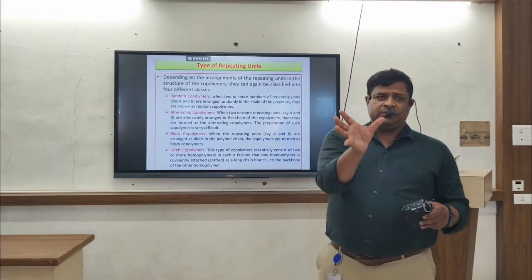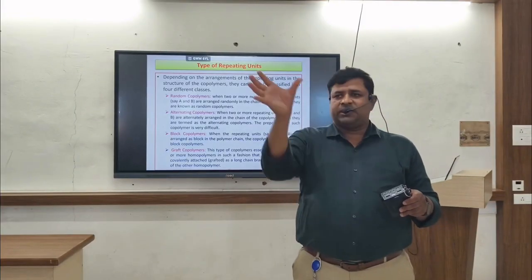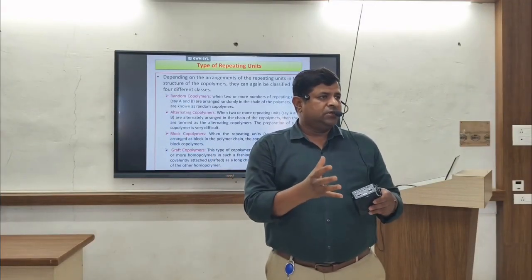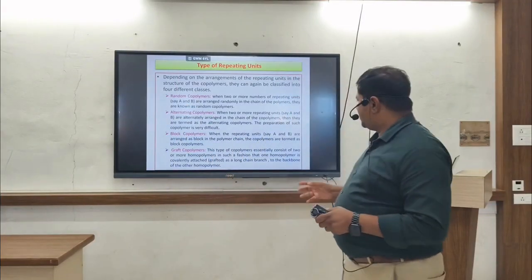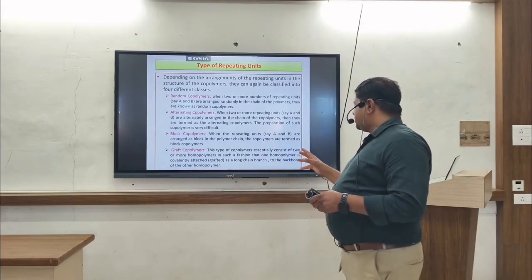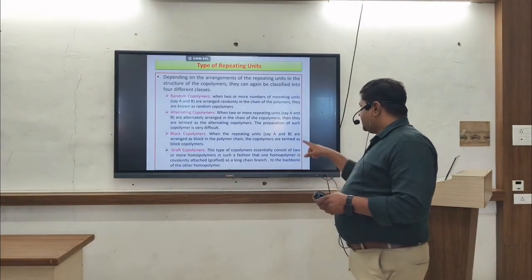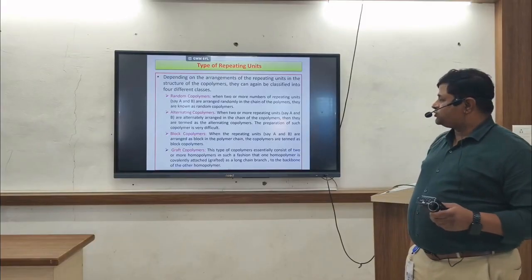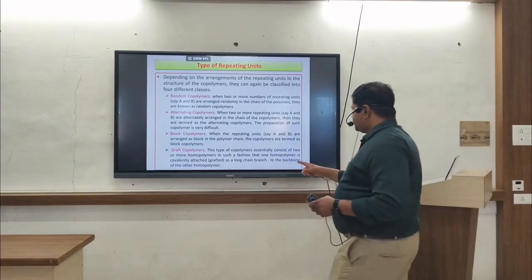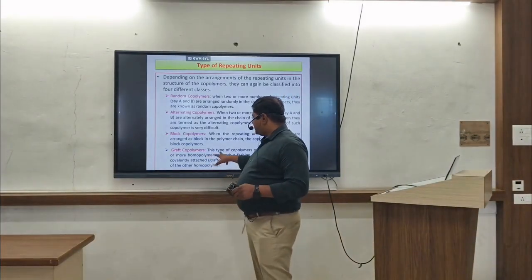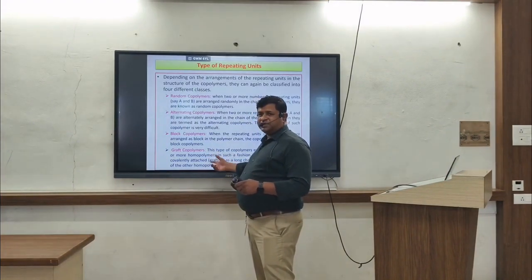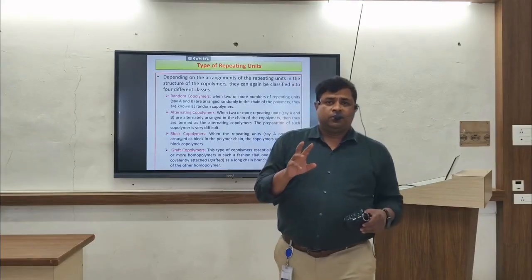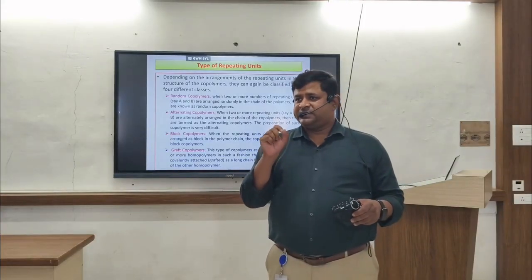Block one means there will be a block of A, then a block of B, then a block of A, then B. That means in groups, they might be in groups. So that is one more arrangement of the monomers in copolymers. And graft copolymers. This type of copolymer essentially consists of two or more homopolymers. That means, what is in graft copolymers? Two or more homopolymers, that means the monomer will be of the same type.